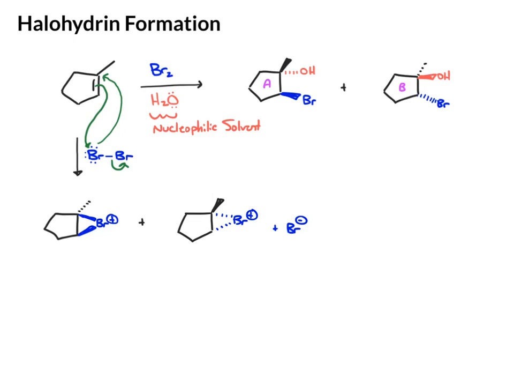So when we do that, let's look at the two pathways. So if the water adds to this first bromonium ion, it's going to add as a nucleophile, and it selectively adds to the more substituted carbon.